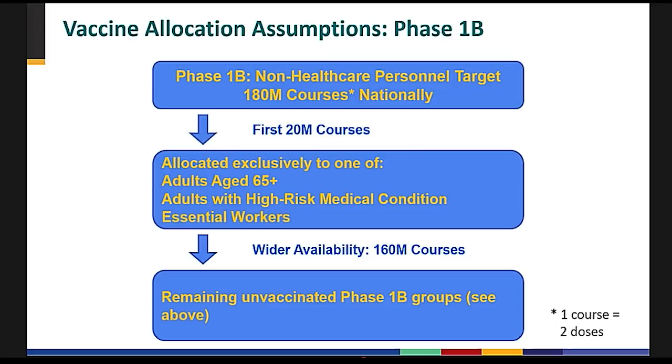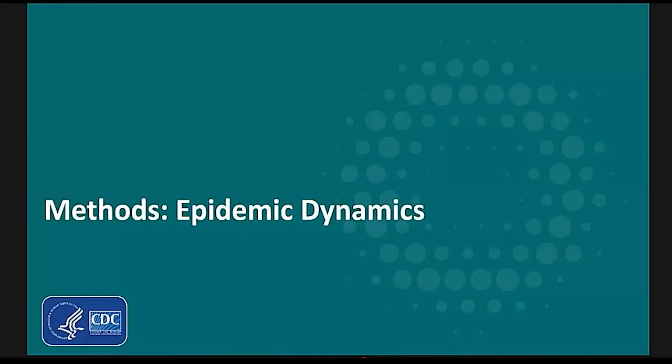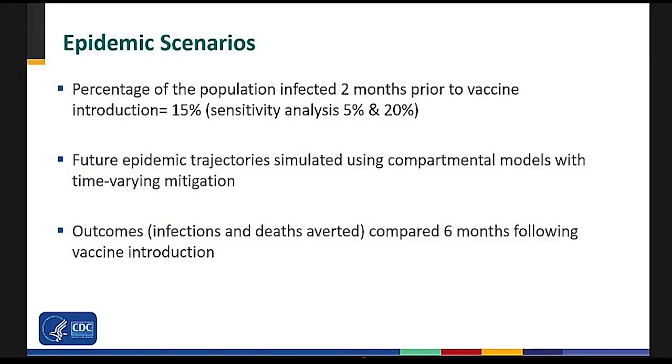Next slide, please. It's important when we're thinking about these allocation strategies to understand where we are in the epidemic. So now I'll walk you through how we constructed the hypothetical epidemics for this analysis. Based on preliminary serological data and modeled estimates, we assume that the percentage of the population infected 2 months prior to vaccine introduction was 15%.